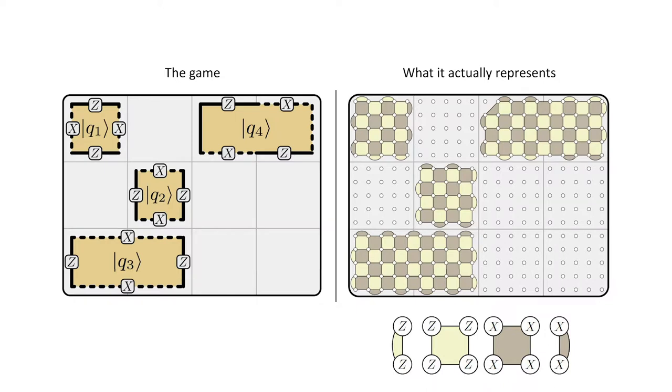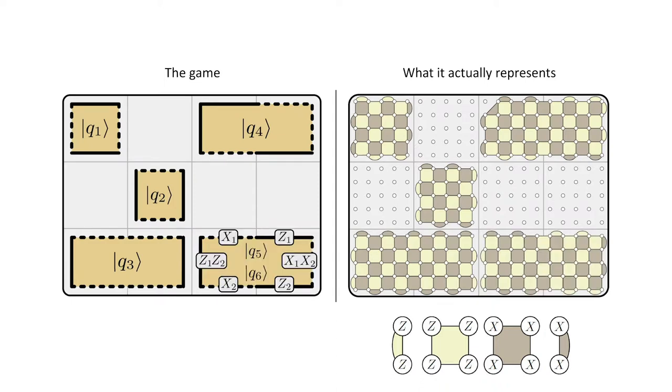Now these patches come in different shapes and sizes. For instance, this rectangular patch in the bottom left corner, or this patch in the top right corner where a Z edge and an X edge are on the same side of the patch. I won't be drawing these Pauli labels anymore, just know that dashed edges are X operators and solid edges are Z operators. And finally, there are these six-corner patches.